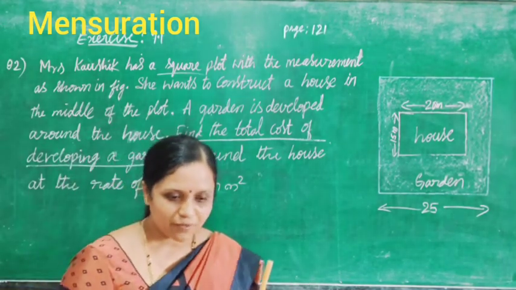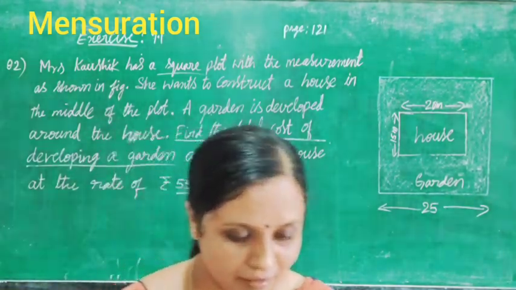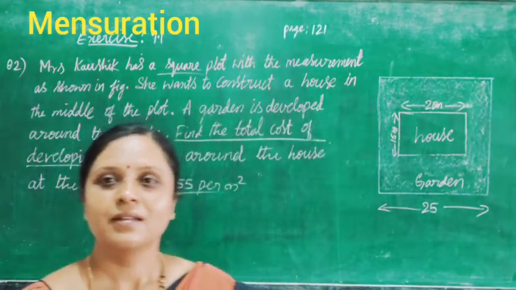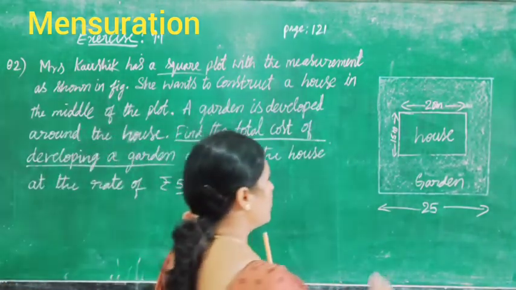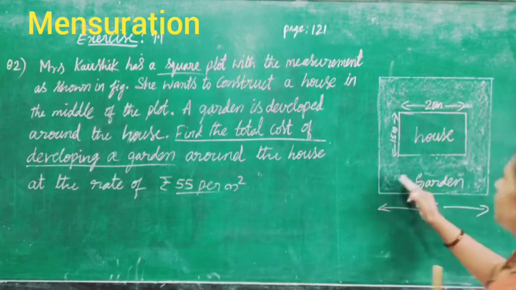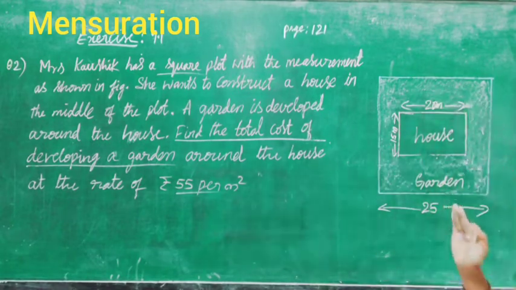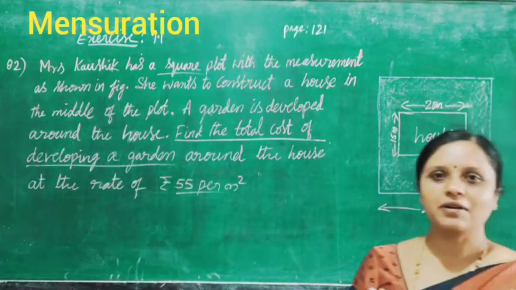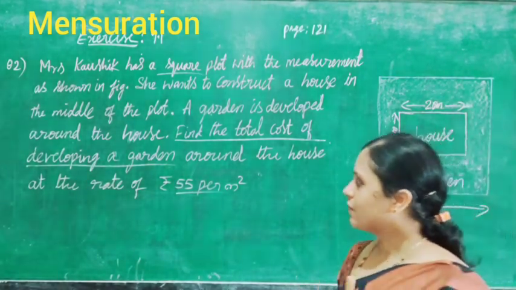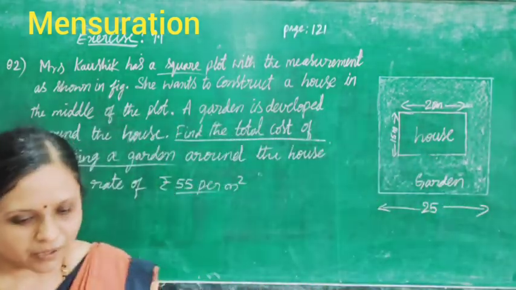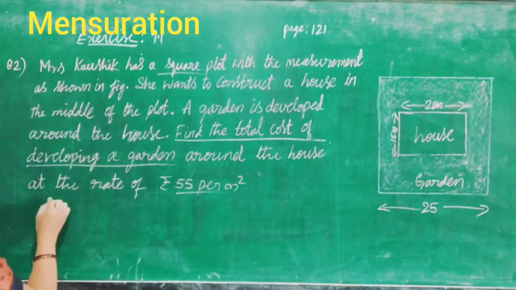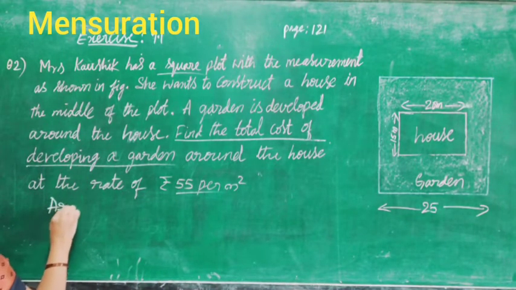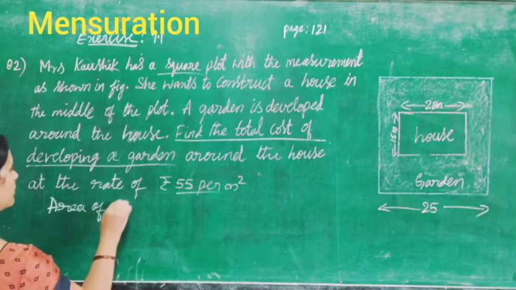So first we have to find the area of the garden. So what is the cost of developing the garden? Then we need the garden area. So this shaded portion is nothing but the garden area. So now we have to find the area of the garden.